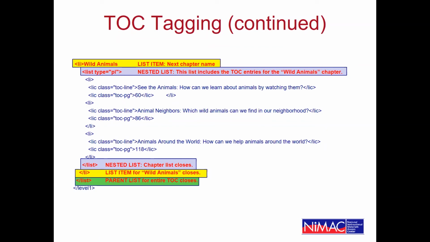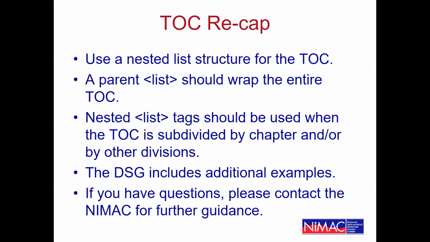So again, if you've been approaching this and creating consecutive lists, you've just got one other step to do, which is that what we really want is to wrap all of the table of contents in that parent list. So to recap, you want to use a nested list structure. You're going to have a parent list that wraps the entire TOC, and then you're going to use that nested list structure when the table of contents is subdivided by chapter or other divisions.